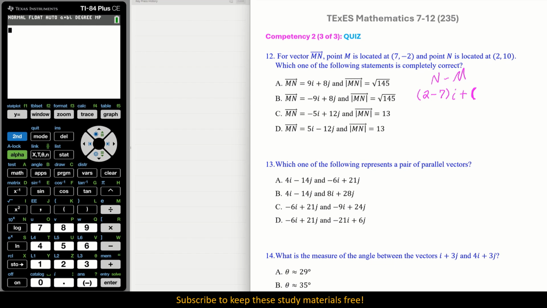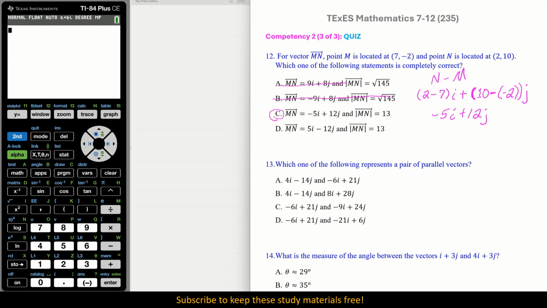So then now we do 10, which is your y value, minus the other y value. Well, that's a minus 2, and that associates with the j. Okay, when we clean this up, we have -5i plus 12j. So the only option that is going to satisfy this vector from M to N would be C.